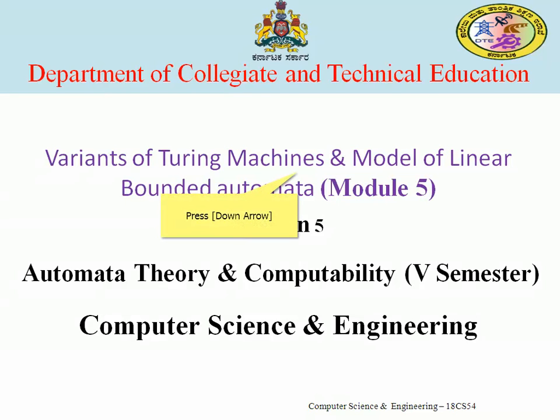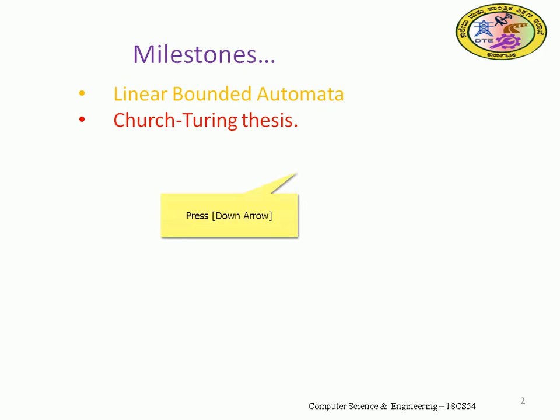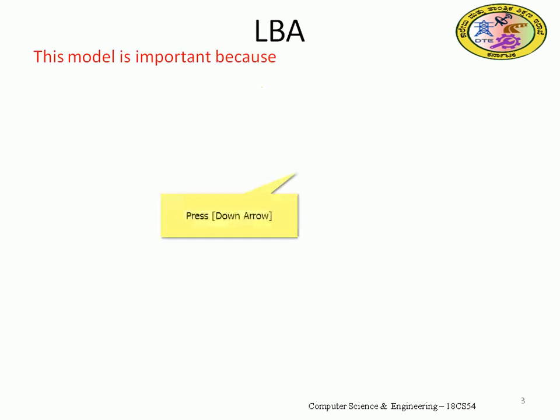The topic is related to the Church-Turing thesis, as part of the variants of Turing machine and linear bounded automata as a model, as a part of the computer automata theory and computability for the 5th semester. Coming to the discussion, we are going to follow the presentation milestones. These milestones cover the concept of linear bounded automata, and the Church-Turing thesis is a motivation towards the further discussion of the Turing machine.